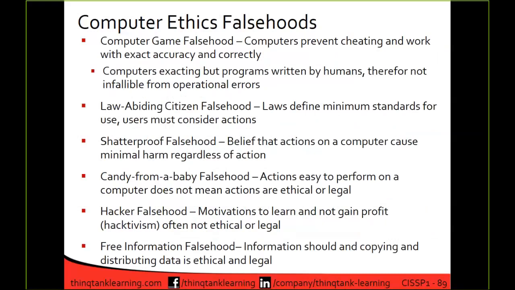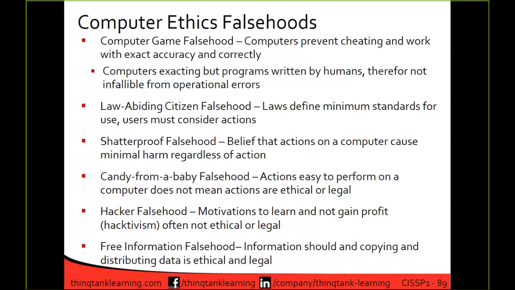When I was writing this, I incorporated this because I thought, well, this would be pretty interesting. The computer game falsehood, right? Computers prevent cheating and work with exact accuracy and correctly, meaning that computers are police. Not the case, right? Computers do whatever the user wants them to do. So they can be used for good, they can be used for bad. Use those powers for good, right?